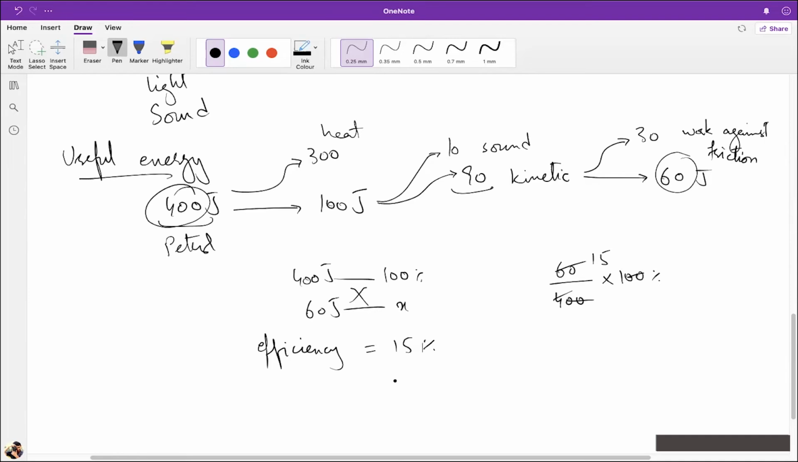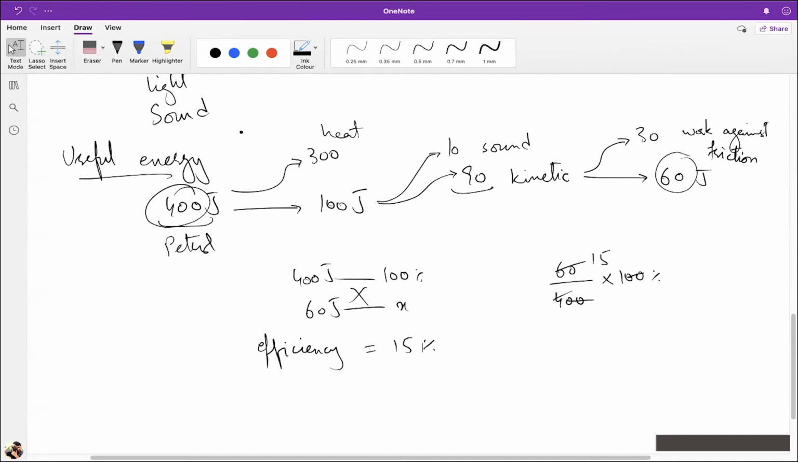What does it mean? Every 100 joules that you give it, 85 of those will be wasted. Now, what does it mean to be wasted? It means mere kaam nahi aa rahi. Whoever is doing that work, uske purpose ke kaam nahi aa rahi. That's all. That's what useful energy is. Useful energy is the energy converted to what purpose you wanted it to be.